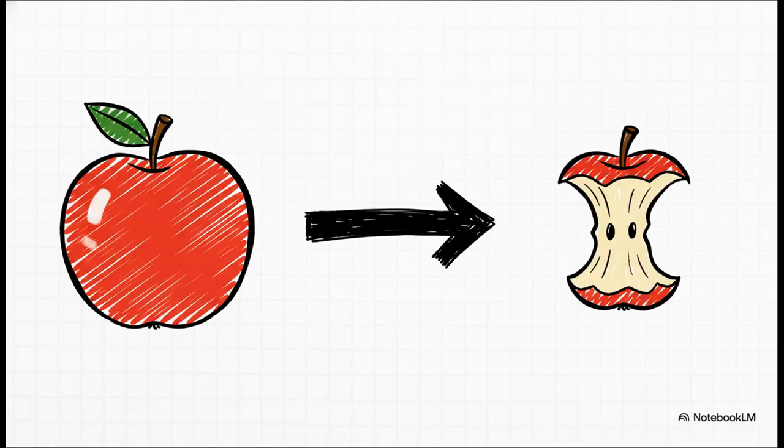Next up is remains. This just refers to what's left over after the main part is gone or has been used. It's a lot like the word leftovers. And a little tip here, we almost always use it in its plural form, remains. For example, the remains of the meal were put in the fridge.